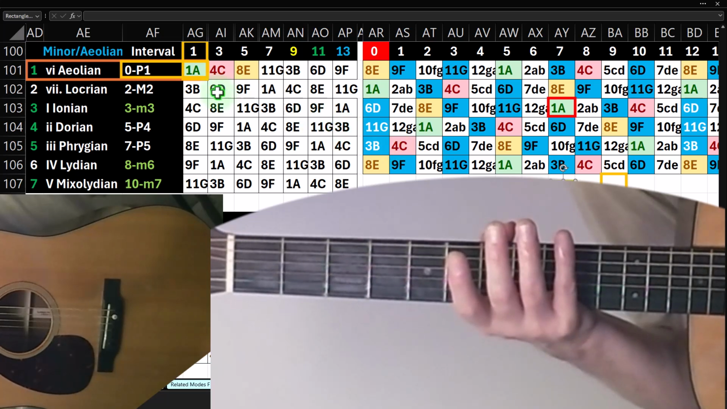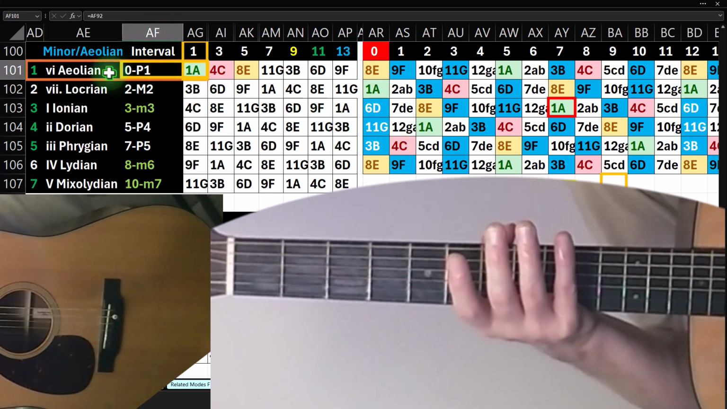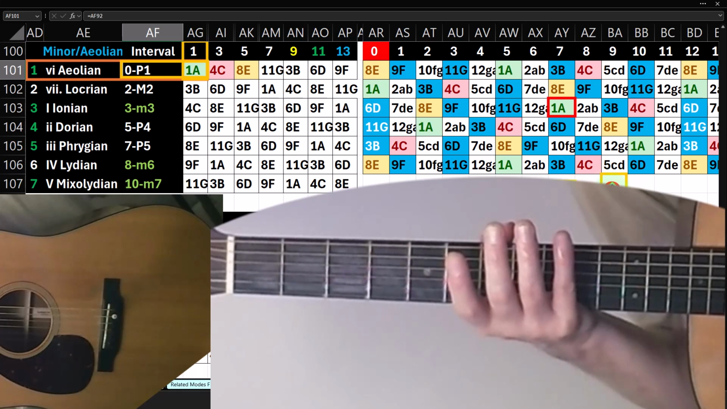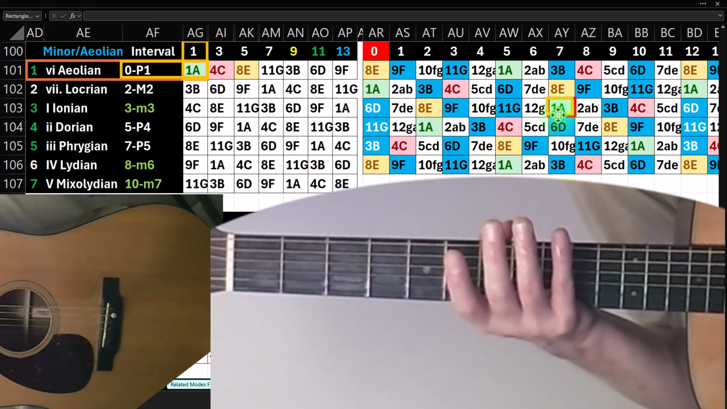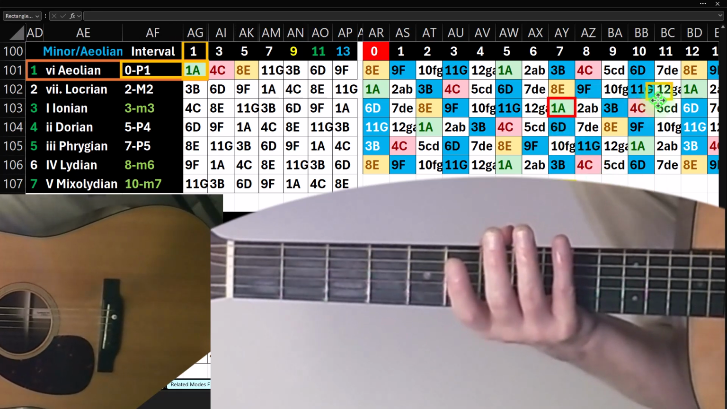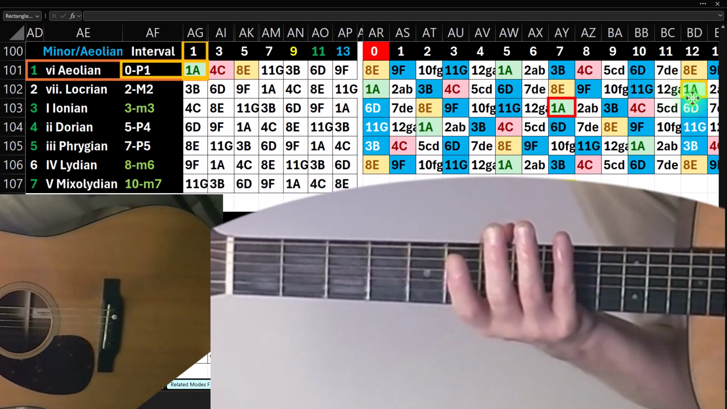So now we're going to be on the A. We'll start on the first one and just count out our intervals. Let's first just look at the octaves. If I go up a string, where is the octave?